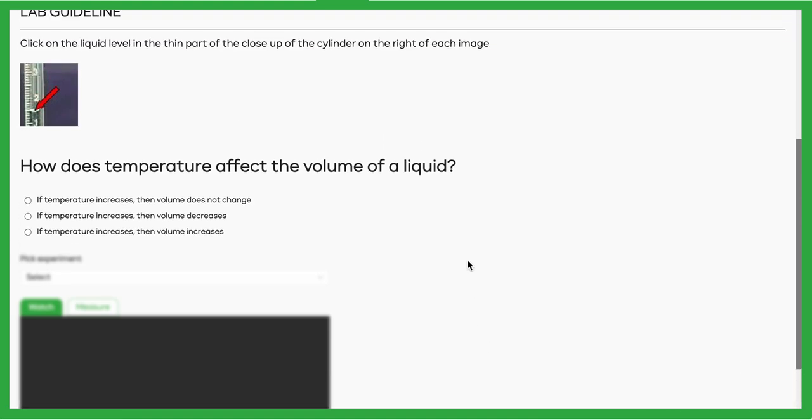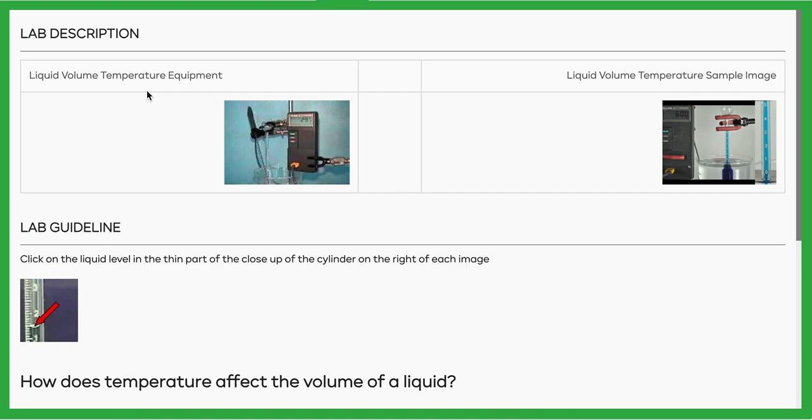Let's find out. So first we go to the top of the screen here and we notice that there's a little picture of the equipment used in the lab and a sample image from the lab itself. This is using a really thin glass cylinder that as the liquid gets bigger or smaller, we'll see the liquid move up or down this really thin neck.